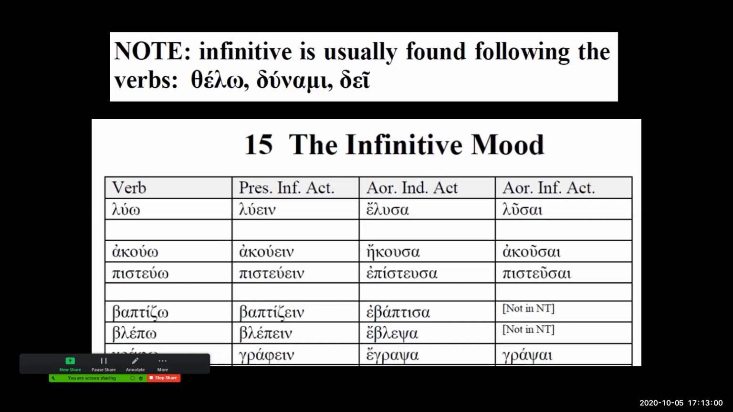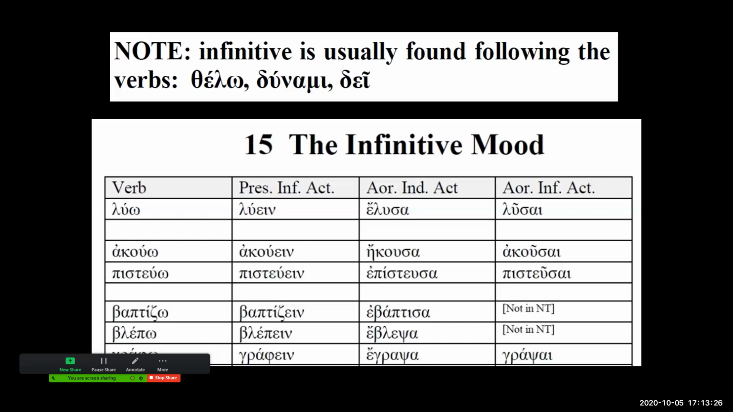So translation: luo, I loose. Luein, to loose, present infinitive. Aorist indicative active, elusa, translation, I loosed, past tense because the augment makes past time. But aorist infinitive, lusai, simply means to loose.